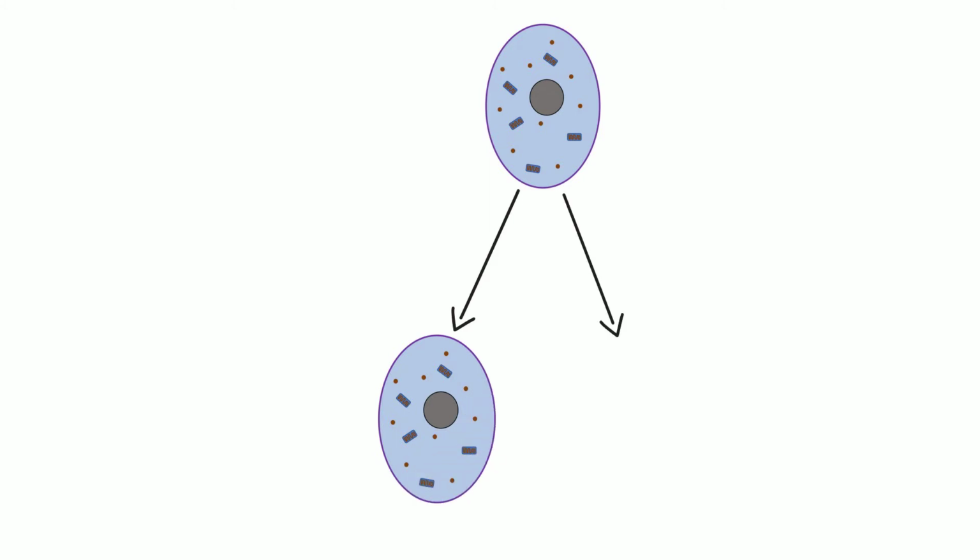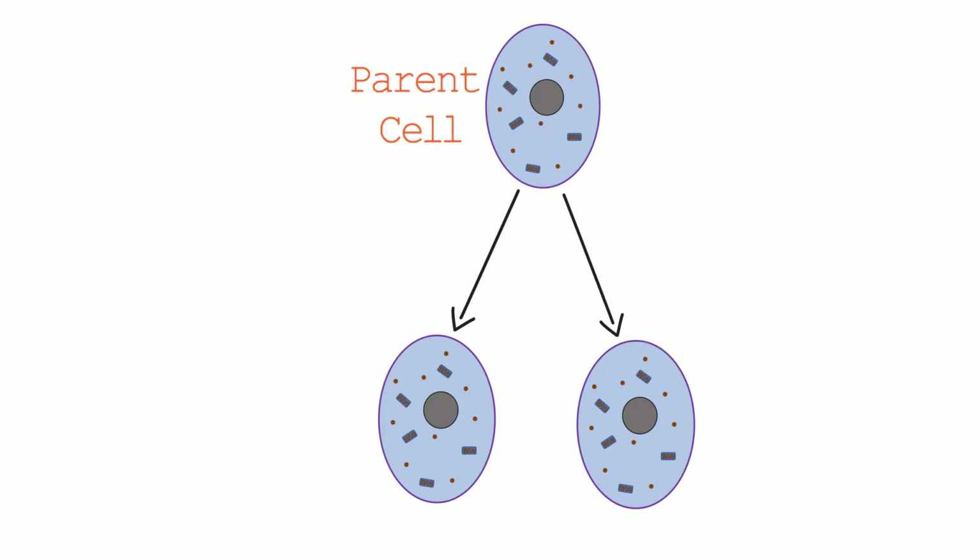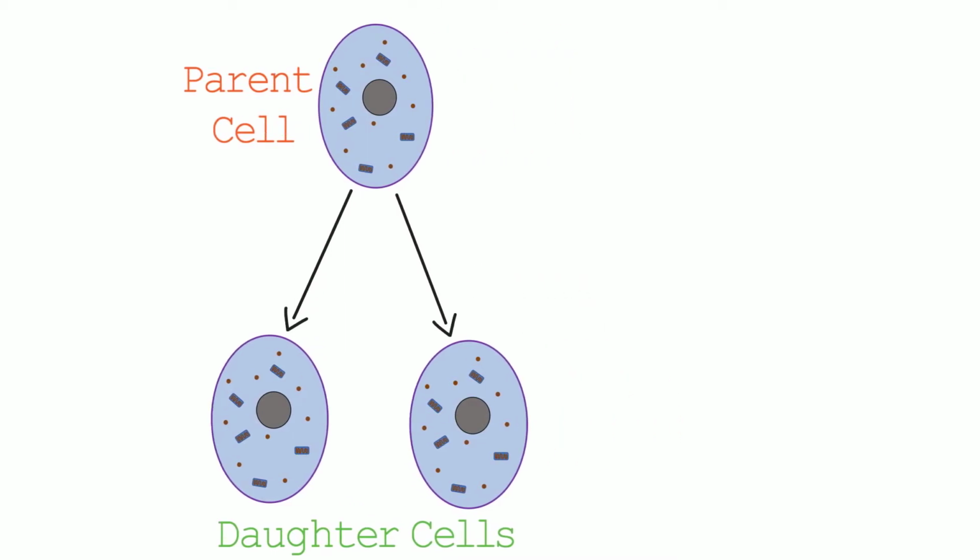Here we have a cell, and this cell is going to be divided into 2 genetically identical cells. The cell that is dividing, which is the original cell, is known as the parent cell, and the 2 cells that are produced are known as the daughter cells. Both daughter cells are genetically identical to the parent cell, and to ensure that this is the case, the daughter cell must do 2 things.